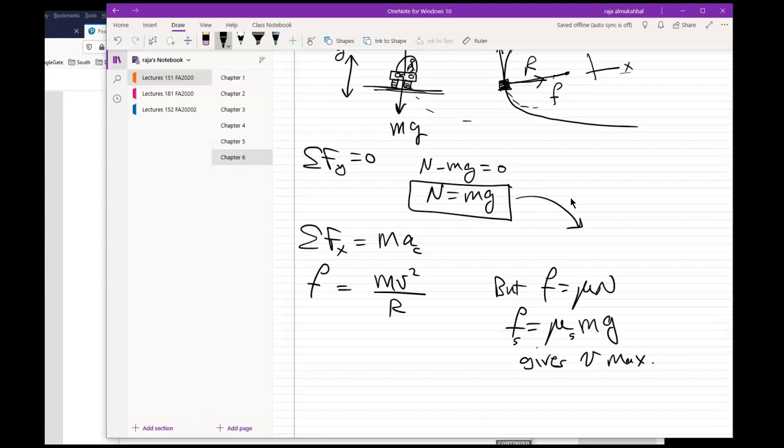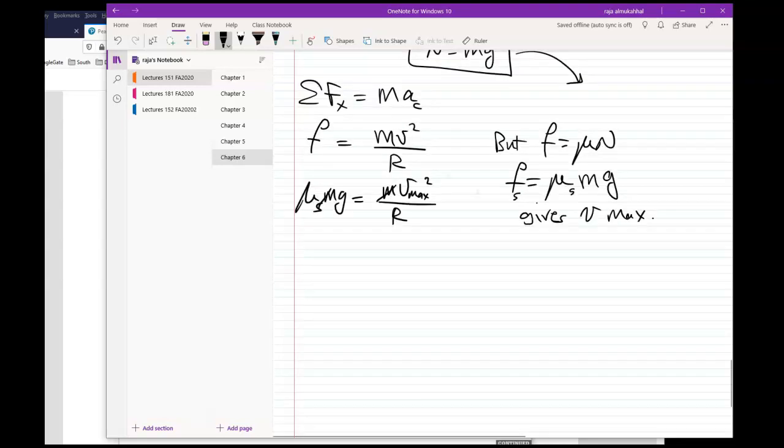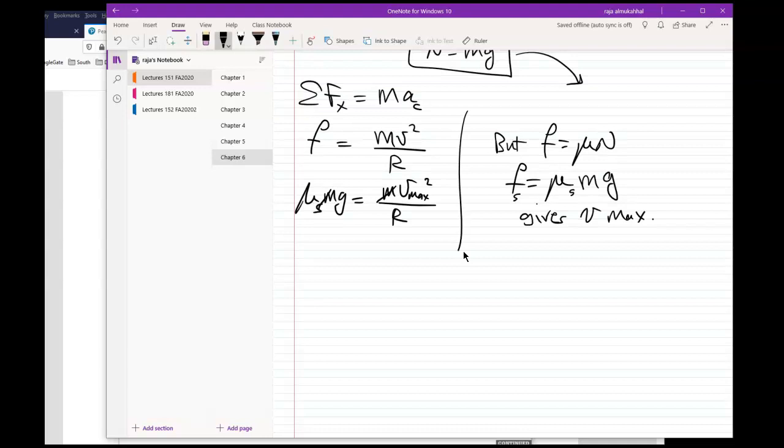So now I go back to this formula here. And this is the value of F right there. You're going to plug it in here, put it right there, and then you just solve for the velocity. In other words, this becomes mu sub s mg equals m V max squared over r. Masses cancel out. And therefore, V max is equal to the square root of mu s g r. You see what I'm saying?